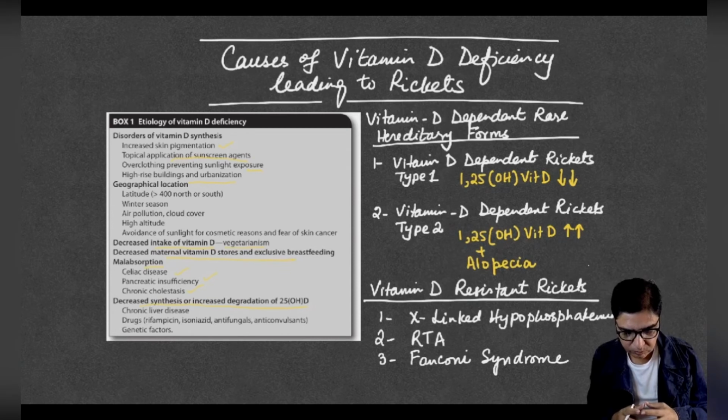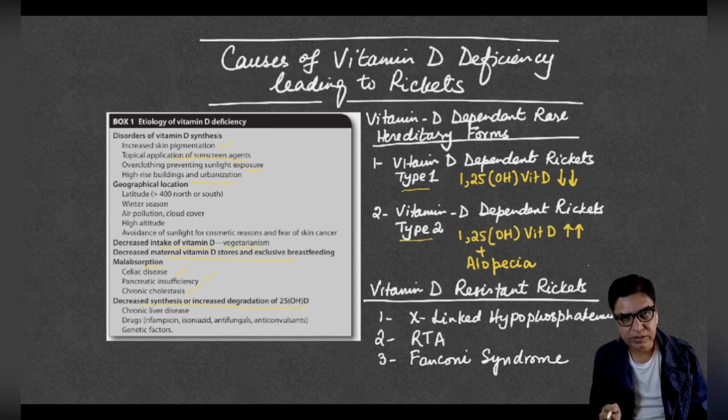Now, there are also some forms of vitamin D deficiency which are hereditary in nature, what we call vitamin D dependent rickets type 1 and type 2. These are caused by problems in the enzyme present in the kidney. For example, the enzyme responsible for converting 25-hydroxycholecalciferol to 1,25-dihydroxycholecalciferol, that is, converting calcidiol into calcitriol, which is the active form of vitamin D.